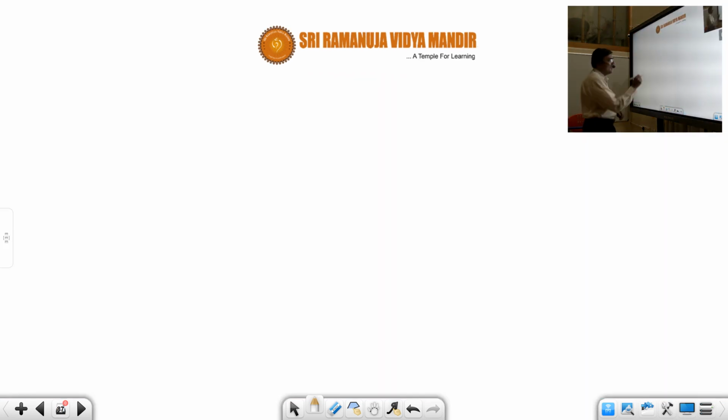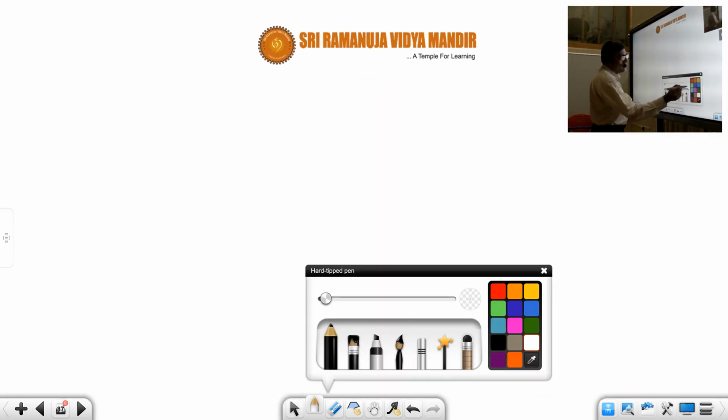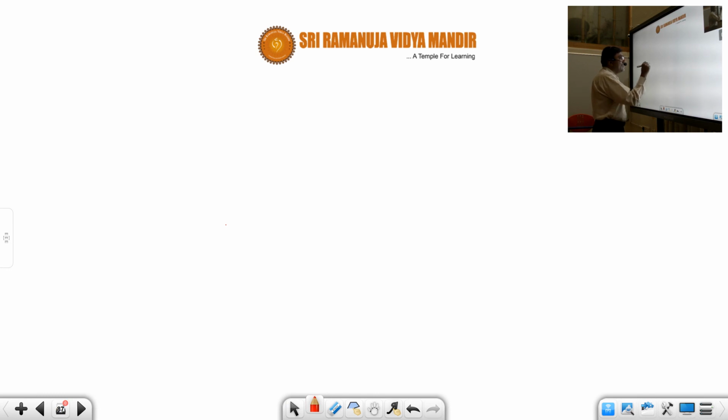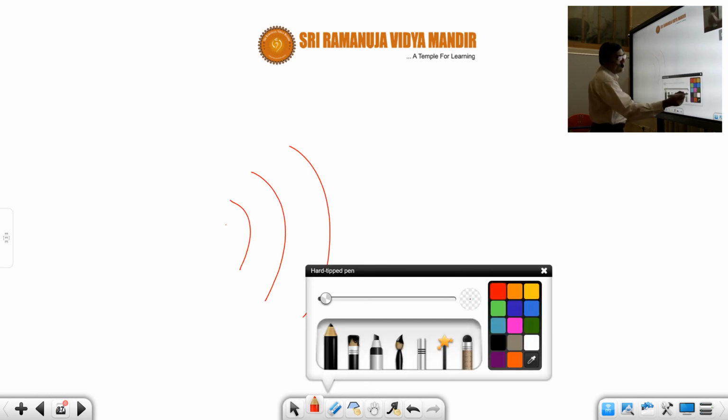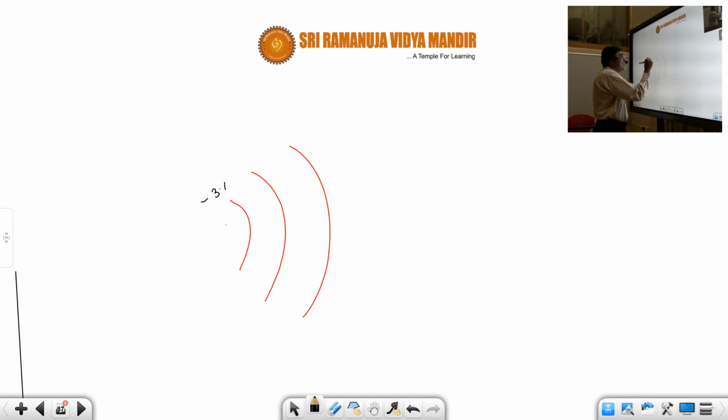I'll take another slide. Now see, students, for example, I want to remove an electron from the first orbit. How much energy is required? Minus 13.6 electron volts is required. I want to remove an electron from the second orbit. How much is required? Minus 3.4. I want to remove from the third orbit. How much energy is required, students? 1.5 electron volts is required. N is equal to 1, n is equal to 2, n is equal to 3.